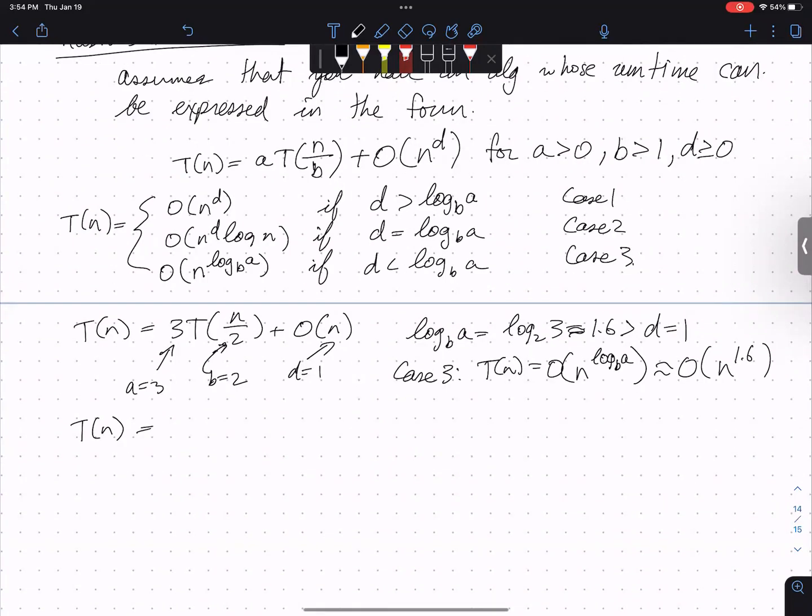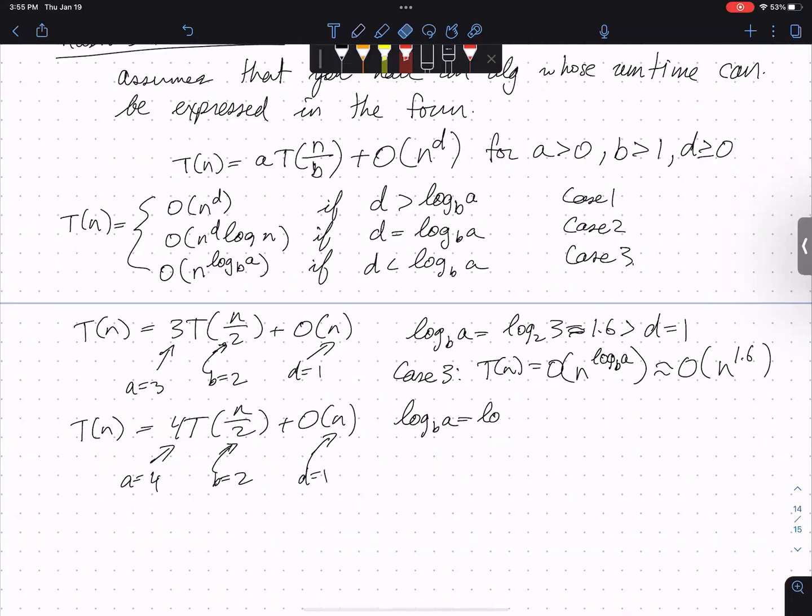Let's do another example, the one from before: 4 T of n over 2 plus O of n. This was if we had 4 recursive calls. So now a equals 4, b equals 2, and d equals 1. Log base b of a is log base 2 of 4, which equals 2, and that is bigger than d, which is 1. So we're still in case 3. T of n equals O of n to the log base b of a, which is O of n squared.